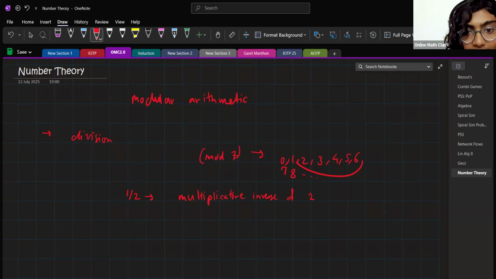What do I mean by this? It's just some number which when multiplied by 2 gives us 1. That's what I'm going to mean when I say 1 by 2.